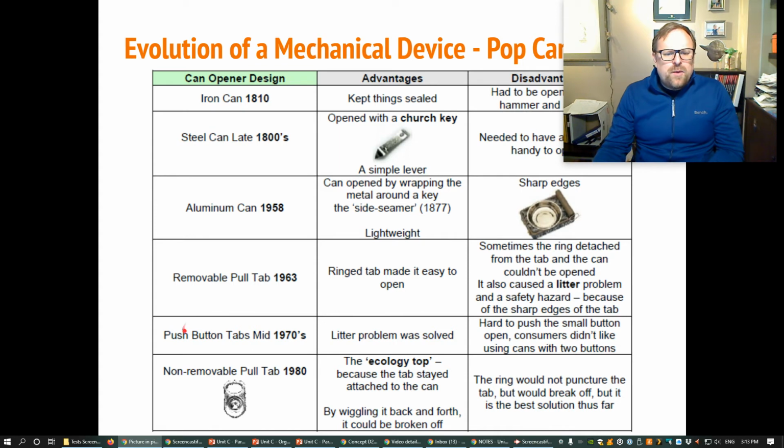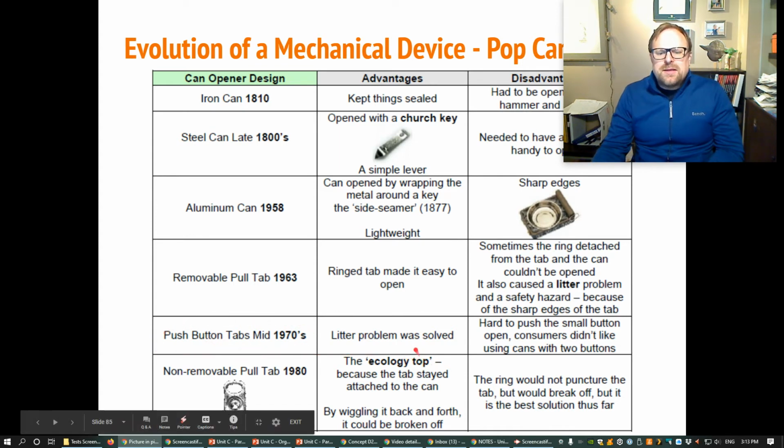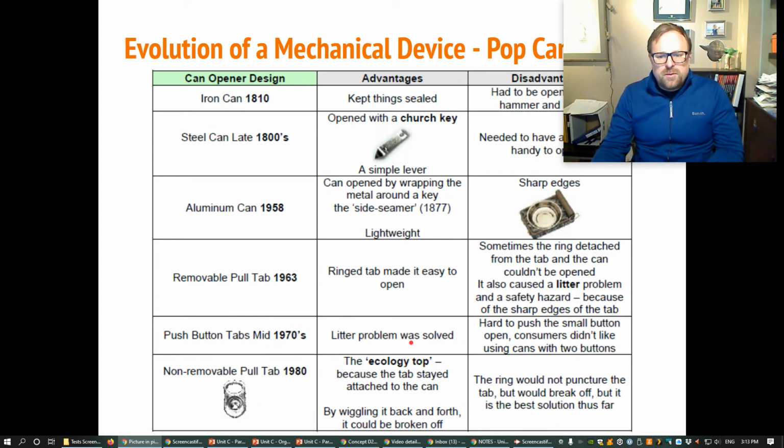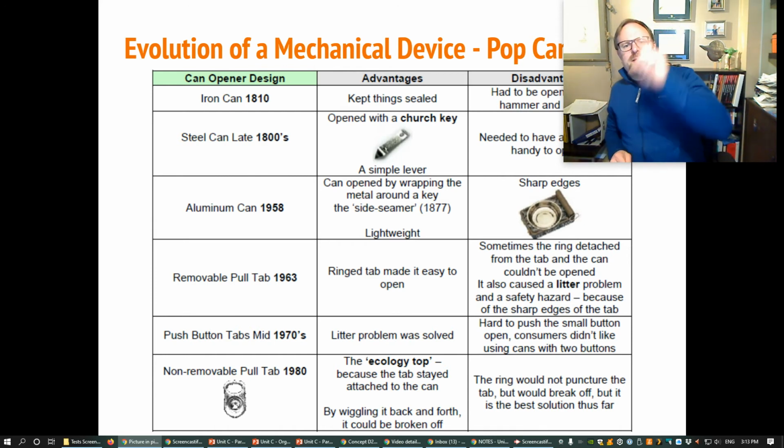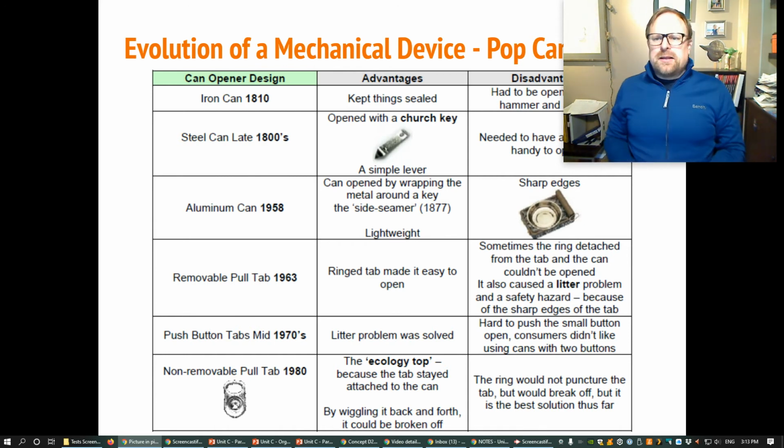So then we end up with push button tabs in the mid 1970s, which solved the problem. But they found that it was hard to push the button to get open, and consumers didn't like using cans with two buttons. That's an aesthetic problem. People didn't like it. It wasn't that there was an inherent problem with it. It's just people didn't like it. They didn't enjoy using it that way.